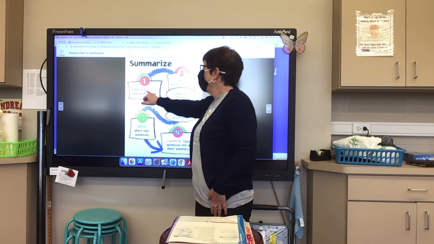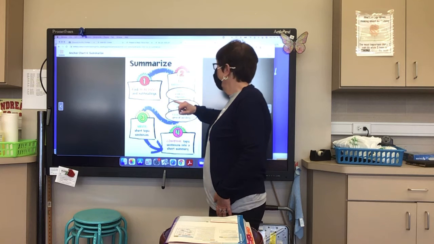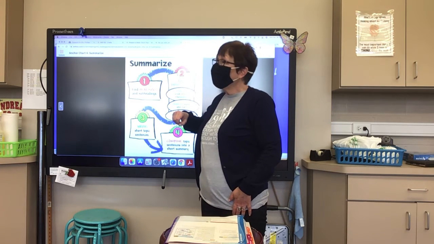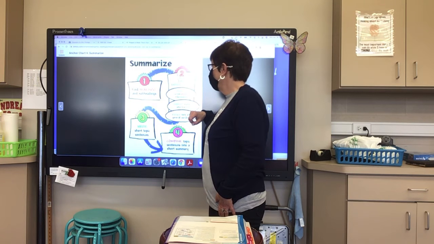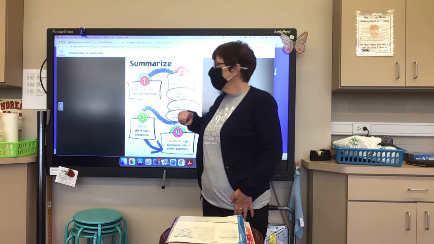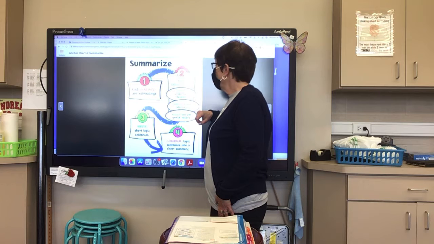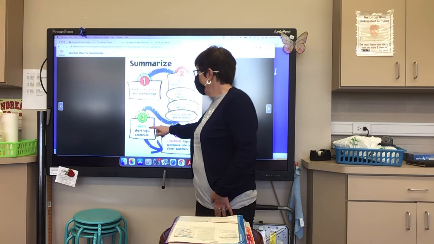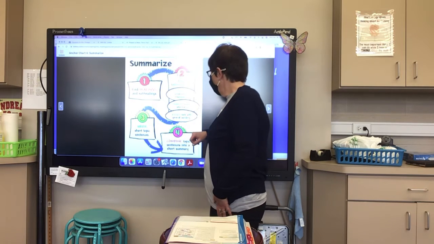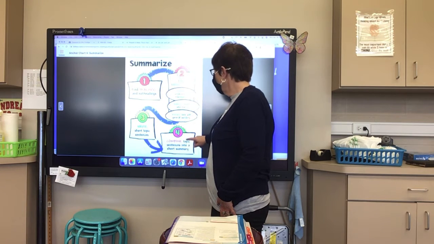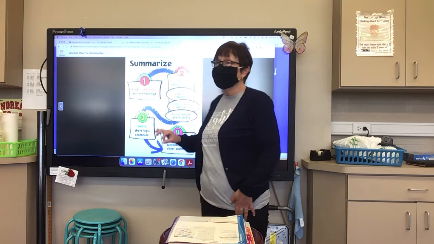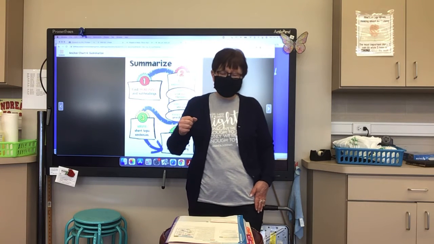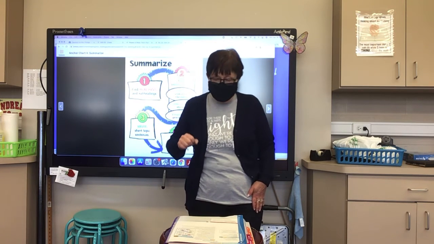Step 1, find headings and subheadings. Step 2, find the main ideas. We remove unnecessary information. Remove repeated information. And we replace lists with general wording. We write short topic sentences. And finally, we combine topic sentences into a short summary. And that will help us summarize what we have just read.